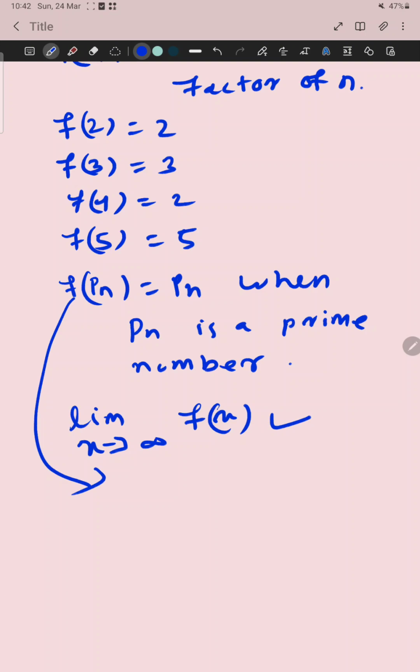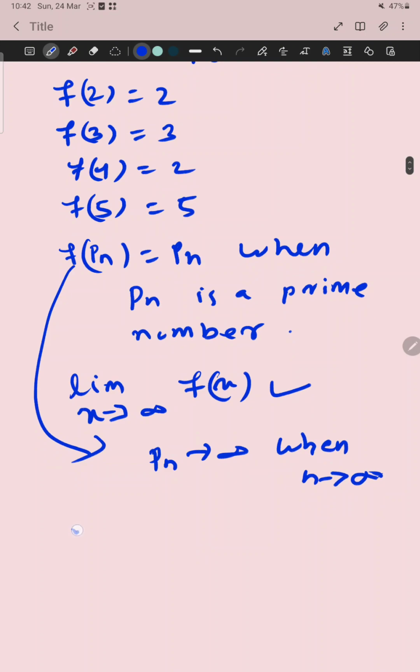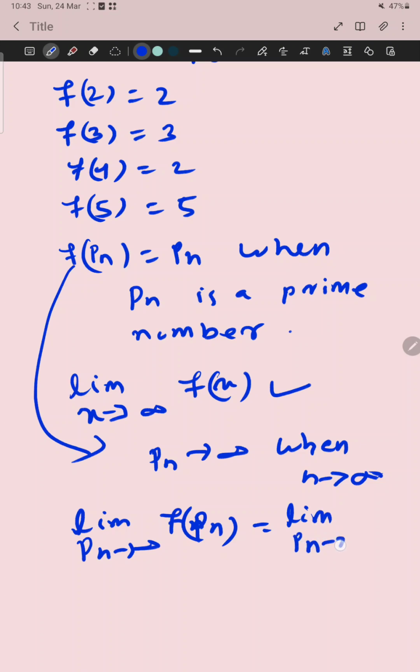Okay, what can you say about this limit? Because we know that there is no largest prime number, meaning Pn tends to infinity when n tends to infinity, because there is no largest prime number, and the set of primes is an infinite sequence. From this, if we take the limit on both sides, limit Pn tends to infinity, f of Pn gives what? We know that f of Pn is equal to Pn, so limit Pn tends to infinity of Pn is equal to infinity, so this limit does not exist.